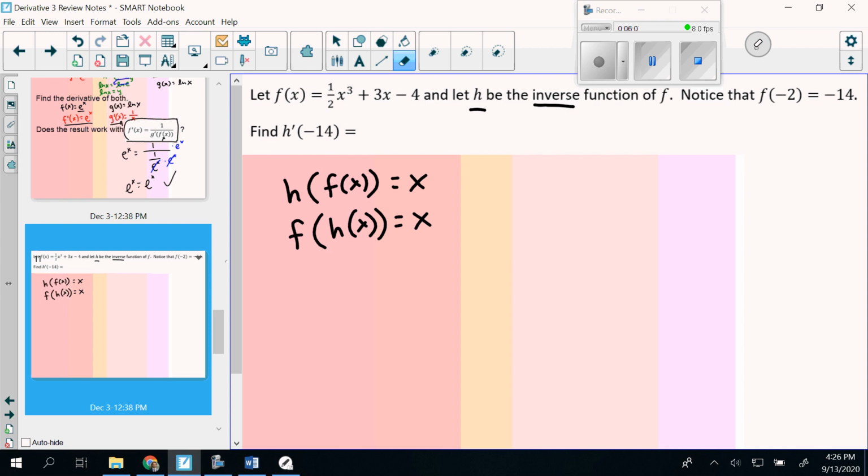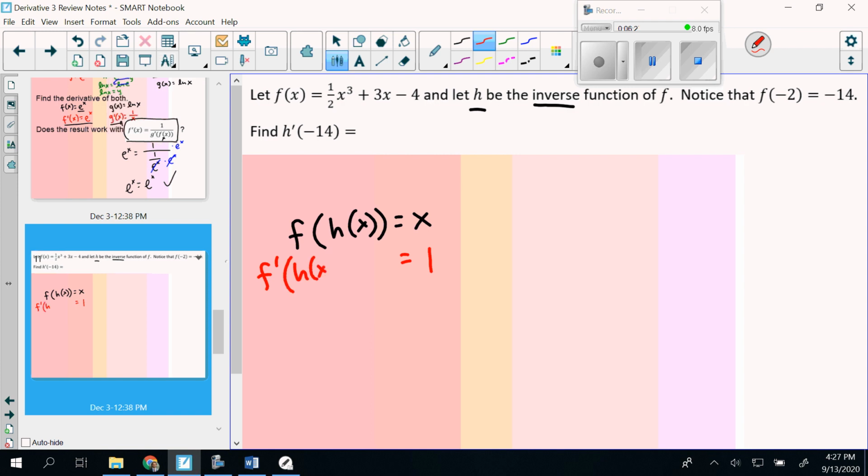I think the one that's going to work the best is that bottom one, because if we apply derivative to that, we should be able to pull h prime of x out of this statement. So let's find the derivative of both sides. Derivative of the right side, easy, 1. Derivative of the left side would be using chain rule, derivative of the outside, leave the inside alone, times the derivative of the inside, which would be that h prime of x. And that's what we're after here, h prime of something. Let's solve for that. So that would equal this.